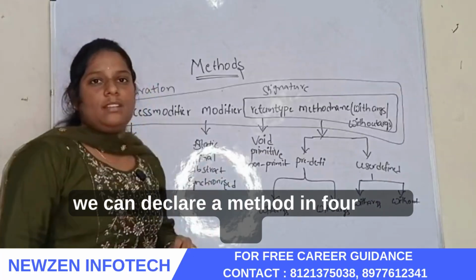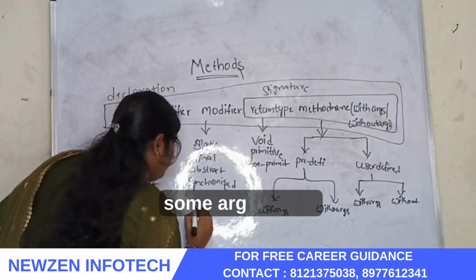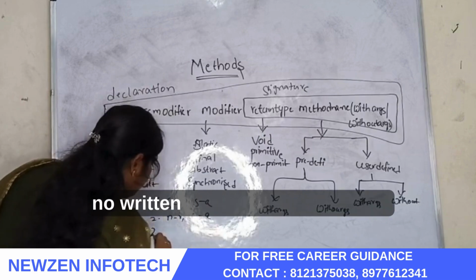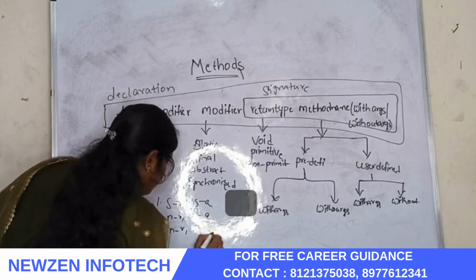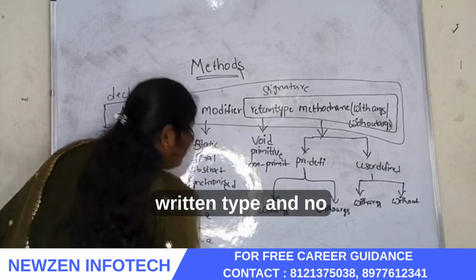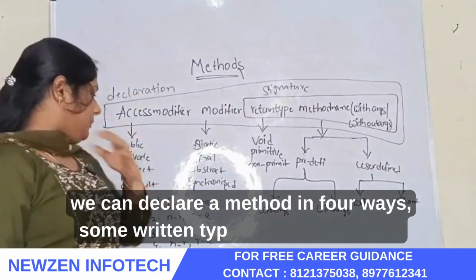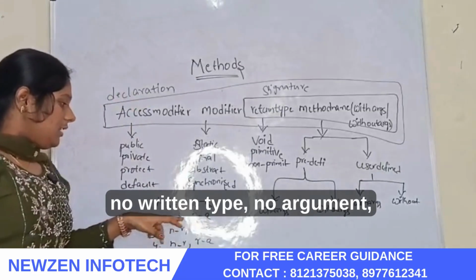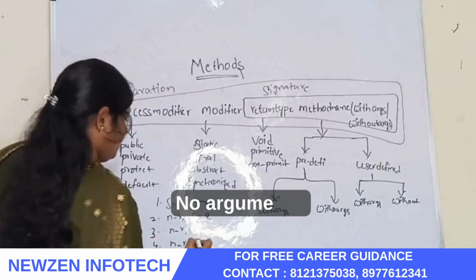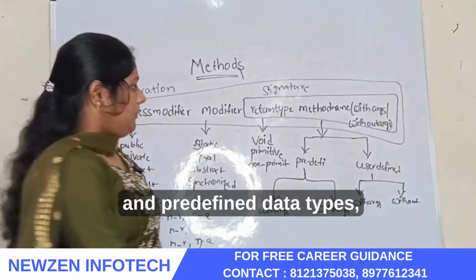So we can declare a method in four ways, and those four ways are: some return type, some arguments; some return type, no arguments; no return type, some arguments; and no return type, no arguments. So return type is a data type. We cannot change a method declaration in predefined methods.